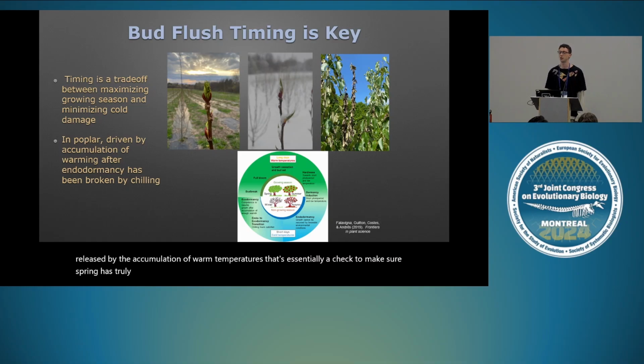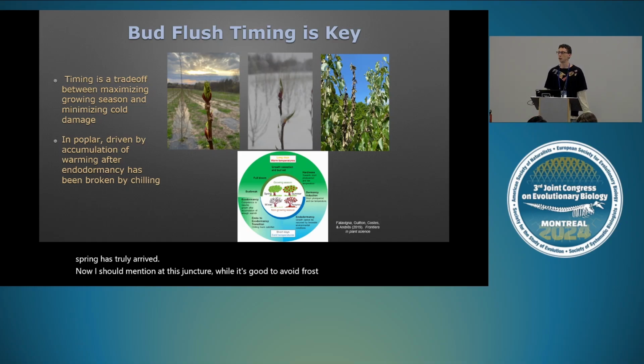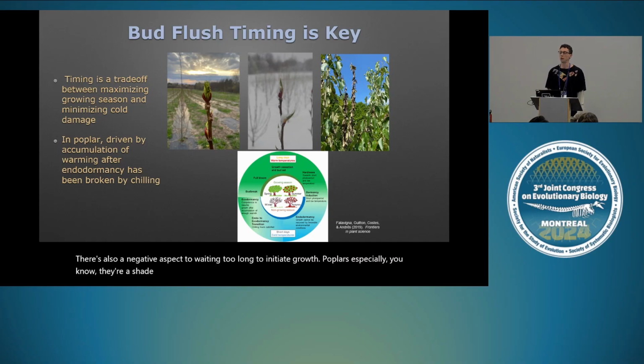Now, I should mention at this juncture, while it's good to avoid frost damage, there's also a negative aspect to waiting too long to initiate growth. Poplars especially, they're a shade-intolerant tree. Their strategy is to outgrow everyone around them in these disturbance habitats. So if they flush too late in the summer, they can't really fill that ecological role.